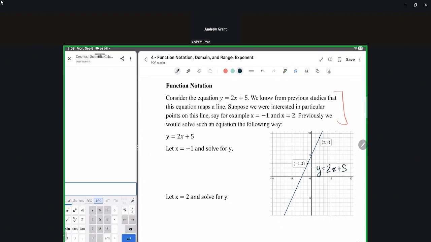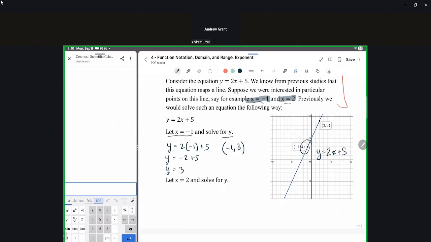And so the idea behind function notation, or why we want to do this, is to solve this problem. Suppose we are interested in two particular points, x equals negative 1 and x equals 2. If I wanted to figure out the value of y, I would write let x equal negative 1 and solve for y, in which case we'd have y is equal to 2 times negative 1 plus 5. So 2 times negative 1 is negative 2 plus 5, which means y is equal to 3. So this point becomes the coordinate negative 1 comma 3, which I've mapped here on the right.